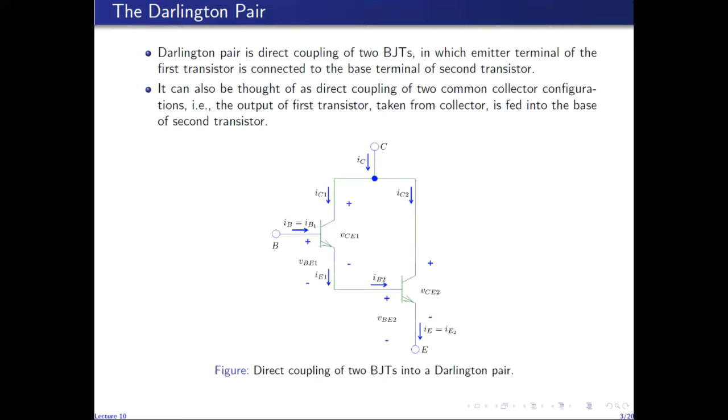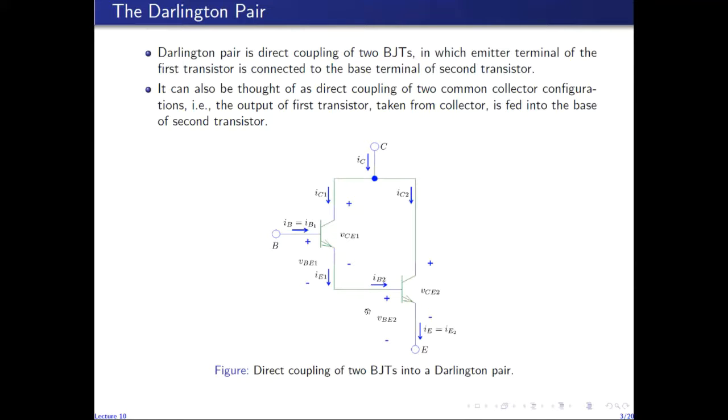So if you remember, for a common collector configuration, input is applied at the base and output is taken from the emitter. So if this is the input terminal of the overall circuit, then you can think of this transistor as the first stage common collector amplifier, because the input is applied to the base, output is taken from the emitter, which is then applied to the base of the second transistor. If you take the output from the emitter of the second stage, then this is another common collector amplifier. So either you can think of it as a direct coupling of two BJTs or two common collector amplifiers.